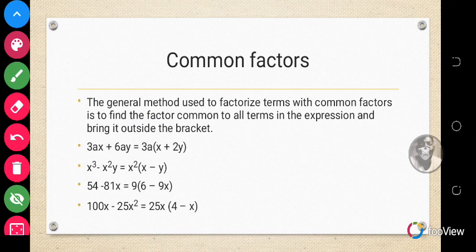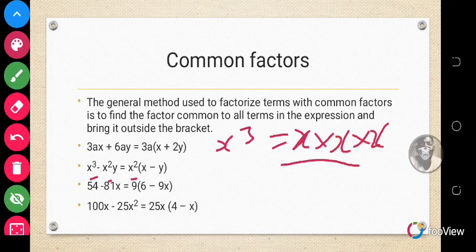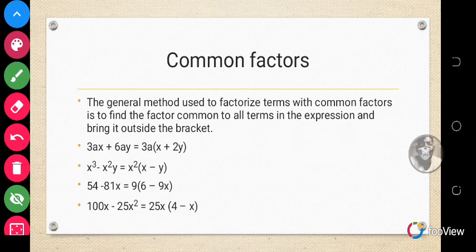Also, let's look at example 2. X cubed minus x squared y. So the common factor here is x squared. So you can find x squared here, you can find x squared here. So x squared stays outside, and then what is left is x, because x cubed is actually equal to x squared times x. When you take the x squared outside, it will be left with 1. Okay, and that is why we have x inside, and then when the x squared is also taken outside from the second term, it will be left with y, and that gives us our answer.